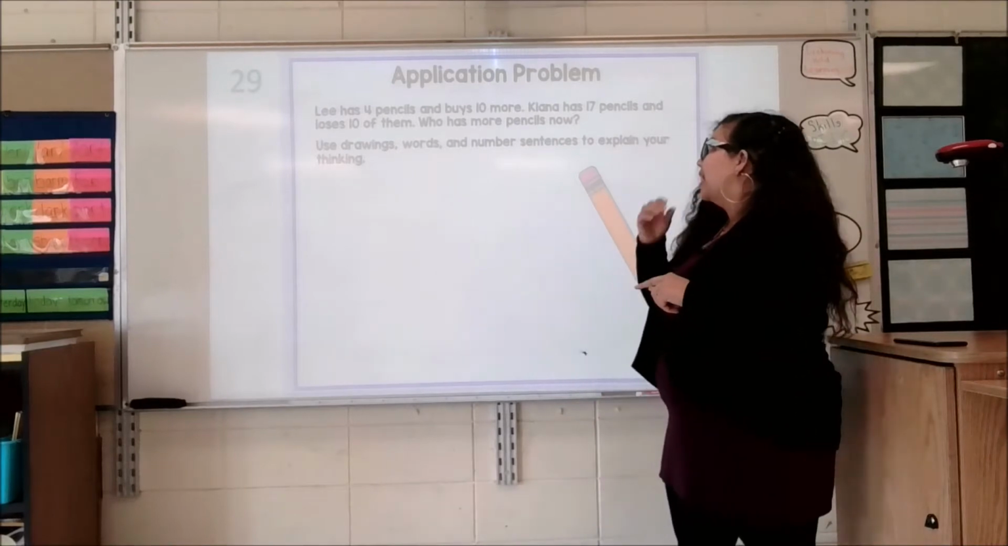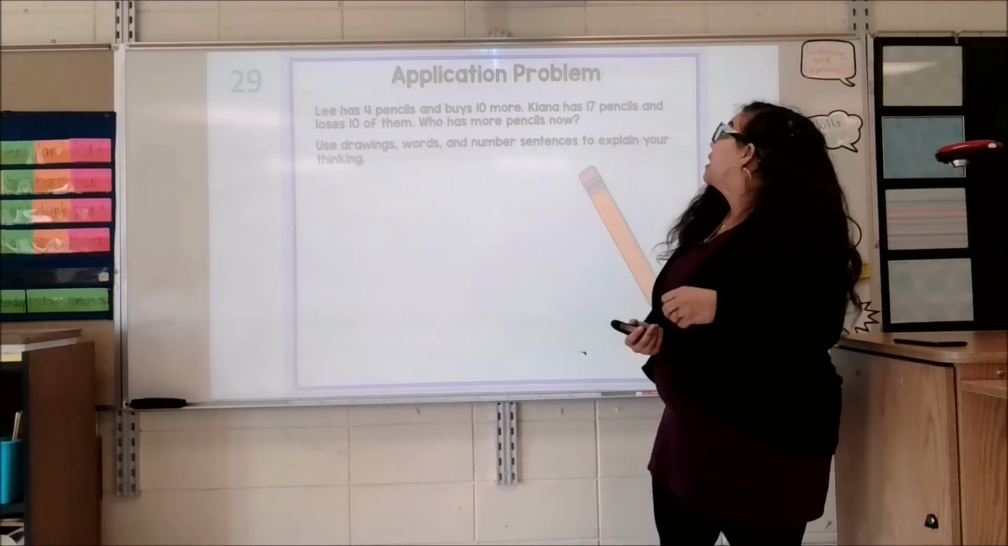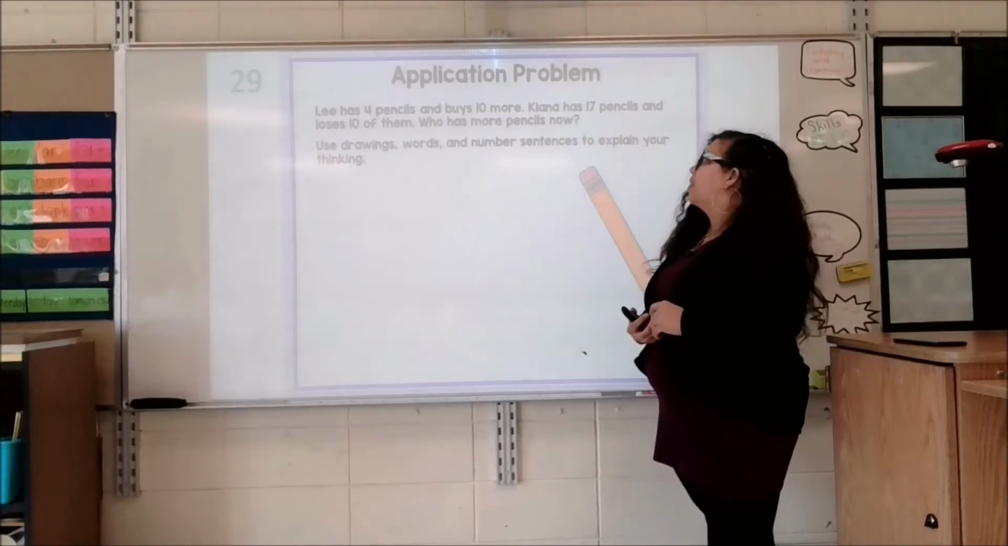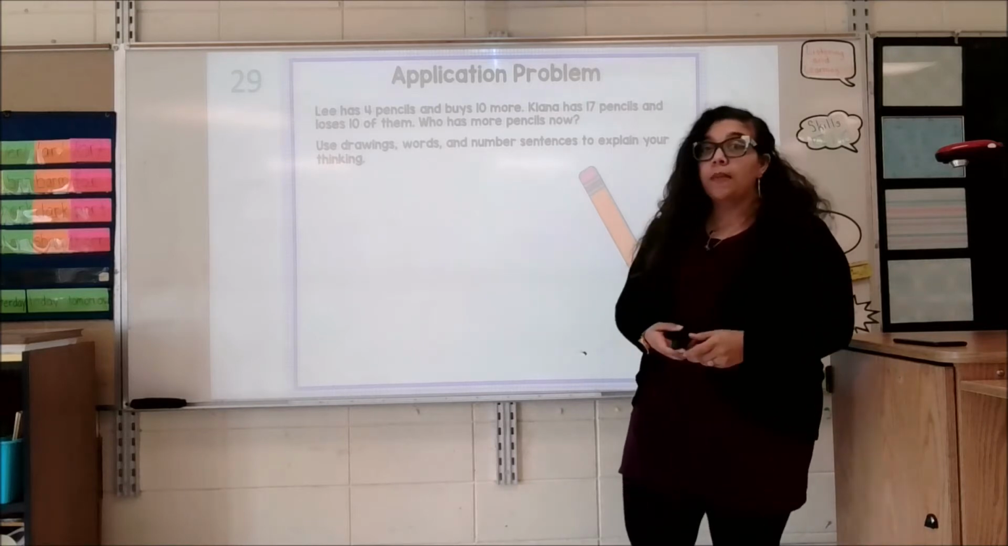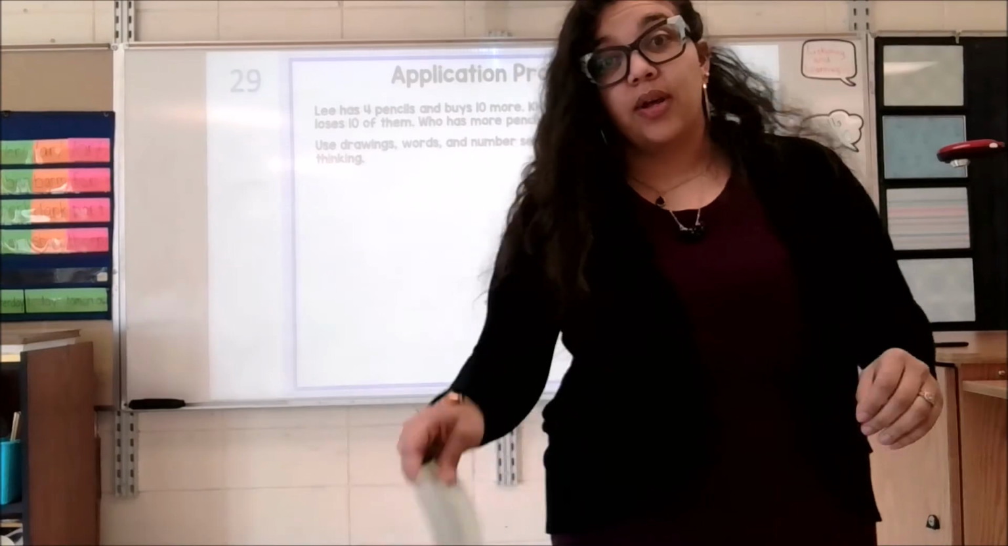It says, Lee has 4 pencils and buys 10 more. Kiana has 17 pencils and loses 10 of them. Who has more pencils now? Who has more pencils now? Okay, so like I told you, it's on page number 29.